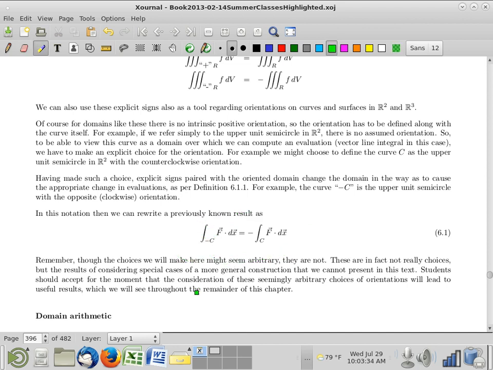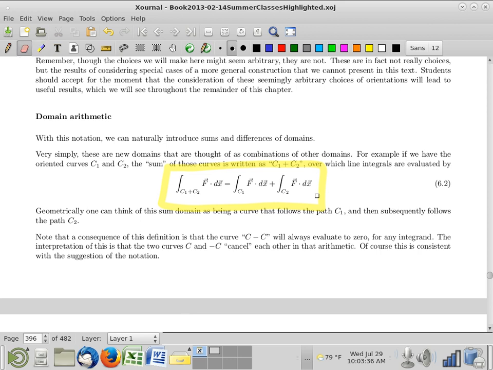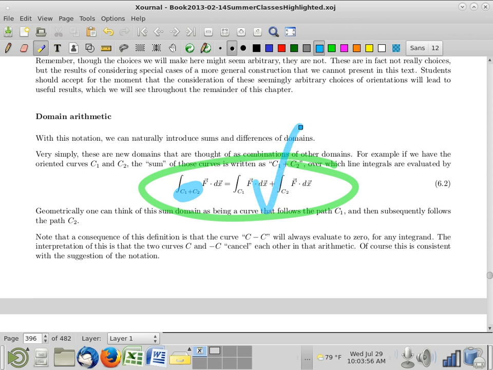Okay. We're going to be writing down stuff like this. I'm going to be, in particular, making a reference to a domain that is a sum of two other domains. It means exactly what you would hope, namely, doing an integral over a sum of two curves. Well, you're going to do an integral over the one curve, and then subsequently you're going to do the integral over the other curve, and you're going to add them up. Just like you would kind of expect.